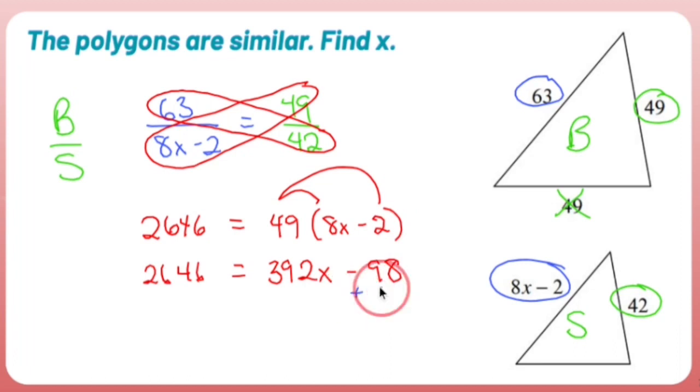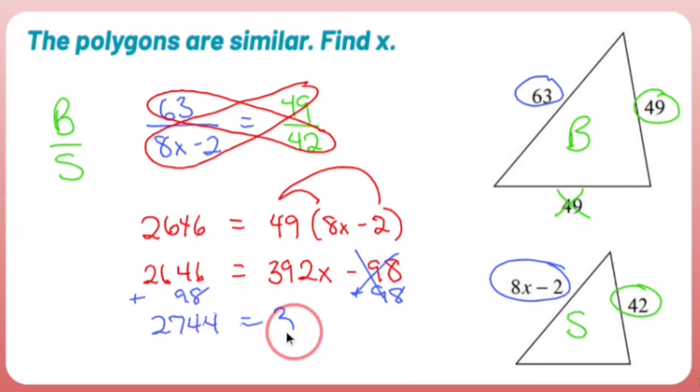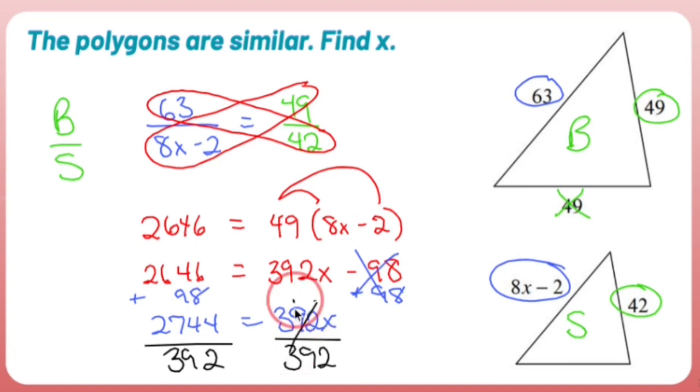So I'm going to add 98 to both sides, add 98 to both sides, and cross you out. 2,744. That's going to equal 392x. I've heard of P92x, but 392x, that's different. Divide both sides by 392, divide both sides by 392, and I think it's 9. It's not, it's 7. I was just joking with you guys. Cross that out. X is going to equal 7.